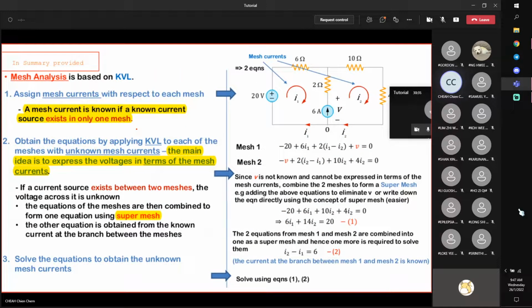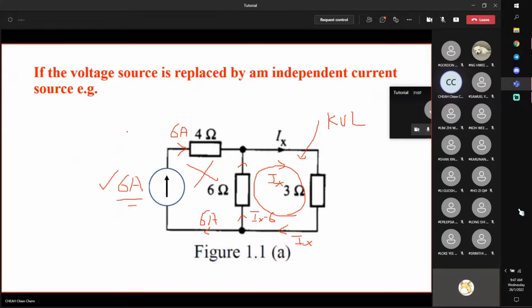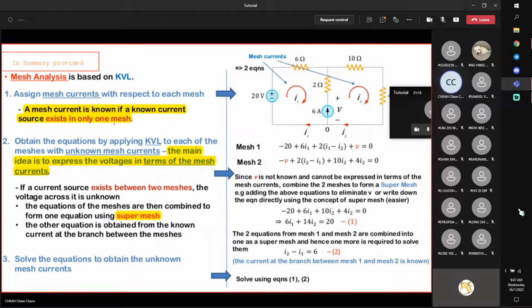But in actual fact, mesh analysis consists of more details in the 3 steps. That's because a circuit is not fixed. It can have many forms and many designs. So we just have to remember the 3 basic ideas, and after that the rest are just some slight variations. For example, assign mesh currents with respect to the mesh. And just now I showed you a mesh current is known if there's a constant current source in only one mesh. For example, this, it means it's known. Therefore, you only need to assign this mesh. So this is what it means.